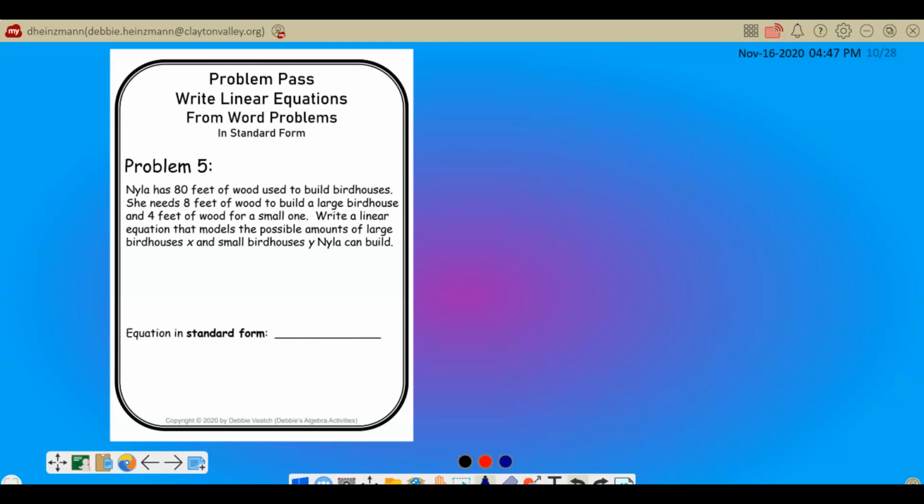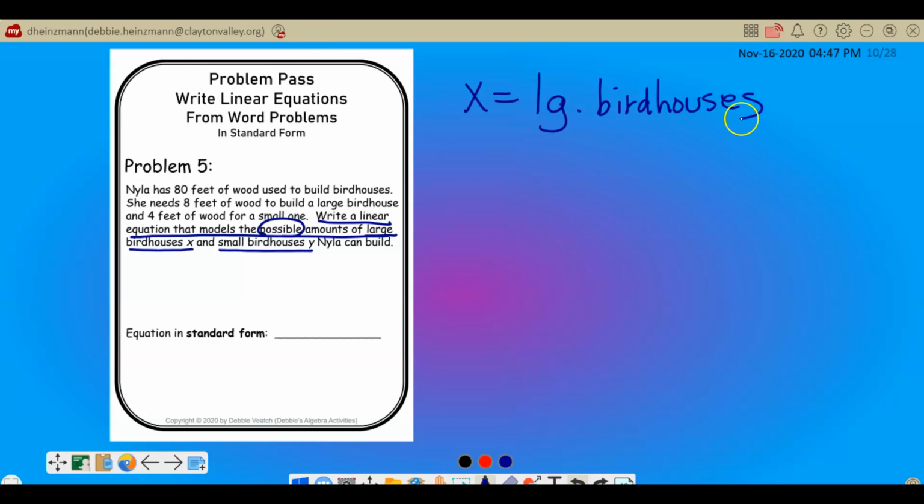So what do they want us to do in this problem? Well, all they want us to do right now is to write a linear equation that models the possible amounts of large birdhouses, X, and small birdhouses, Y, that Nyla can build. Okay? So we know that X is going to equal large birdhouses. And Y is going to equal small birdhouses.